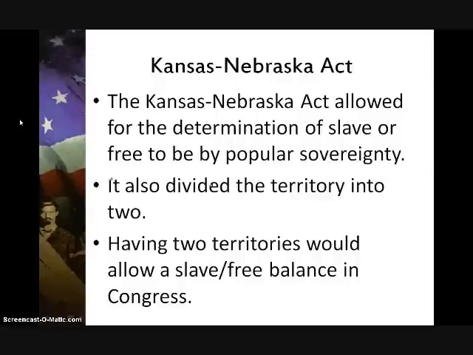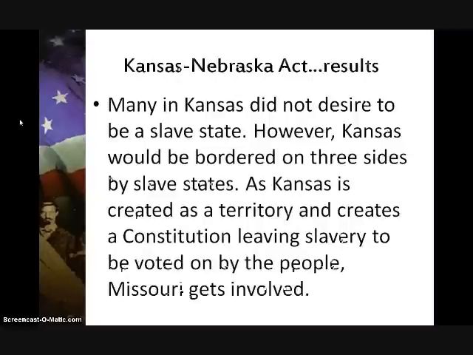Four years later, we're dealing with this free state, slave state issue again with the Kansas-Nebraska Act. The Kansas-Nebraska Act is going to allow for slave or free to be determined by popular sovereignty. You think we've already decided that, but either way, it's going to be decided yet again. It also divides the territory into two states, Kansas and Nebraska. Having two territories would allow a slave-free balance, and we're always struggling for that balance during this 1840s, 1850s period. Well, I guess you could argue 1820s to 1850s period.